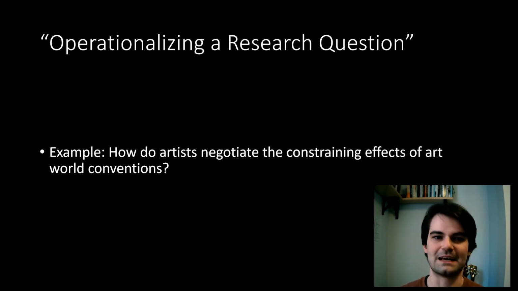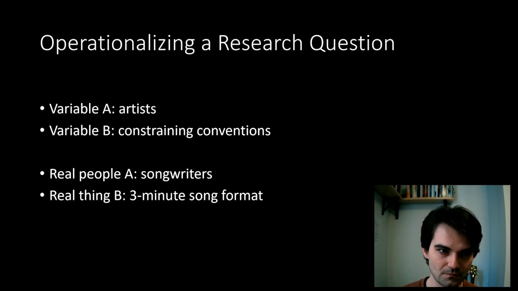Okay, so now we need to break up this research question into its distinct abstract components, and then think about how we're going to study that in the real world. So variable A here is artists, variable B is constraining conventions. I'm just going to use an example of something that I'm familiar with.